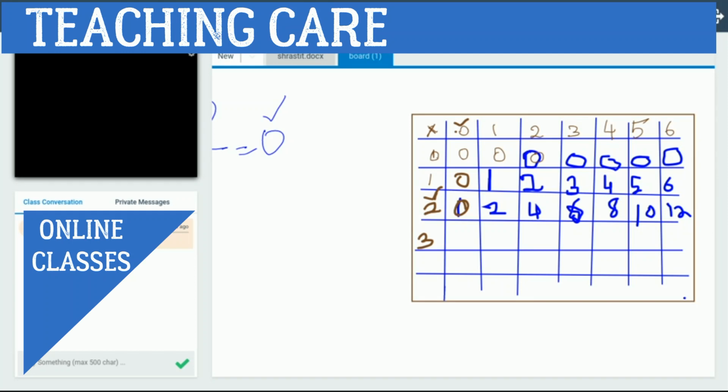Then come to 3. Start with this 3. 3, 0, 6, 9. No, wrong, Srashti. 3 ones are what? You have left 3. No. 3 ones are what? 3 times 1 is what? Yes. 3. Very good. Okay, now you can continue. 3 times 2 is? 6. Multiply this with this, like that. Okay. 3 times 3 is 9.